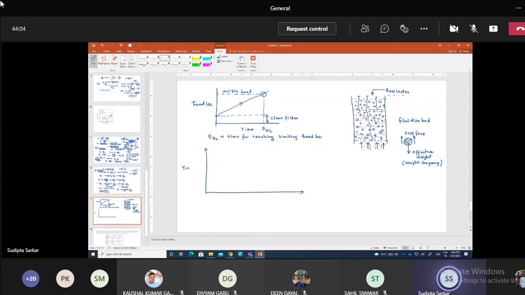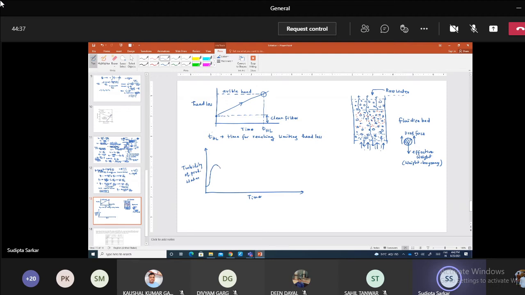Now if you try to draw a curve between turbidity of product water versus time, initially you get a spike of turbidity here. These particles which are still at the bottom will now be washed out, so they will create extra turbidity, which you can see here.